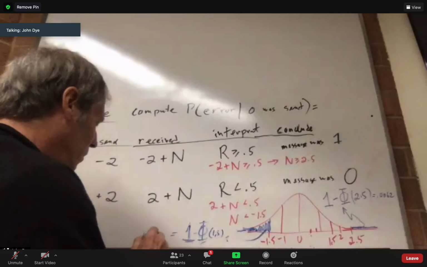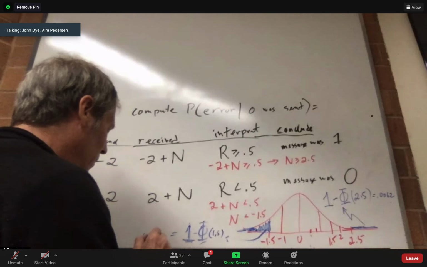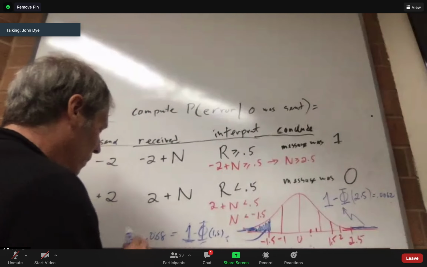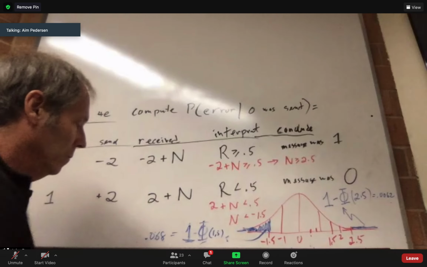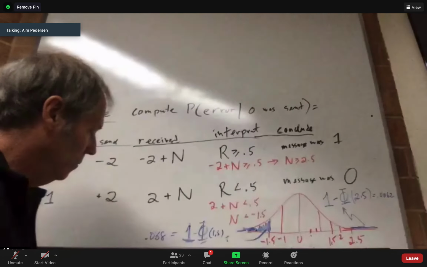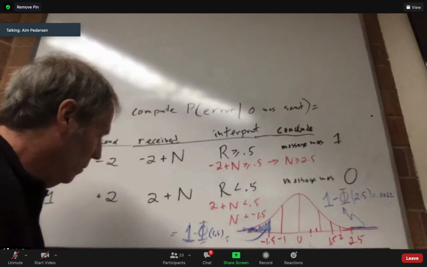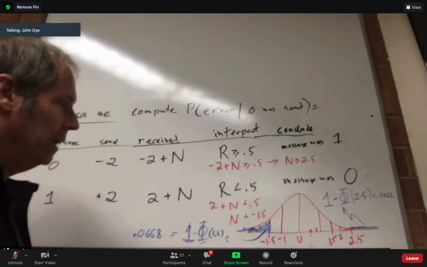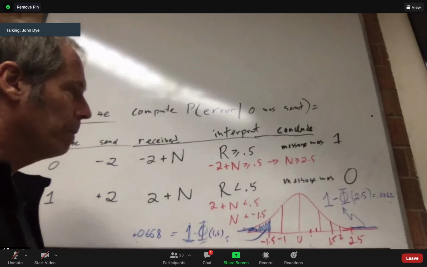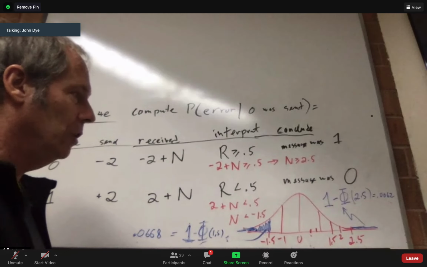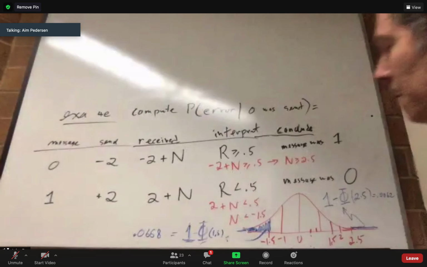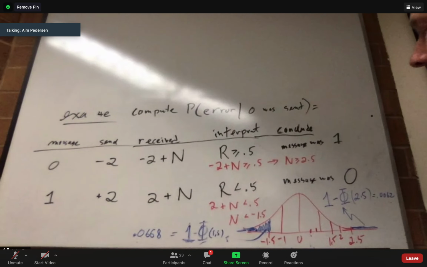Well, this is higher. What did you get? I said 0.0668. Oh, 0.668. Okay, sorry. That still is an order of magnitude larger than the other one. It's not a surprise because it's 1.5 standard deviations, and the other one is 2.5 standard deviations.